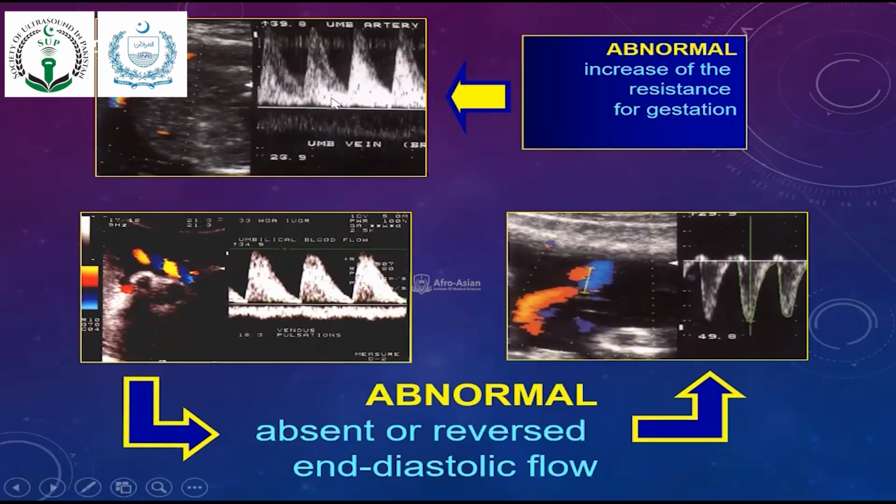It is the umbilical artery and vein. When it is abnormal, there is an increase of resistance for the gestation. When the resistance increases, the diastolic decreases. So it is going down, and we can have absent diastolic, and we can have reversal of the diastolic. So absent or reverse end diastolic flow is indicative of abnormality in the umbilical artery.